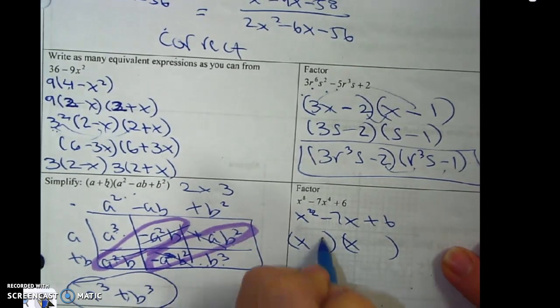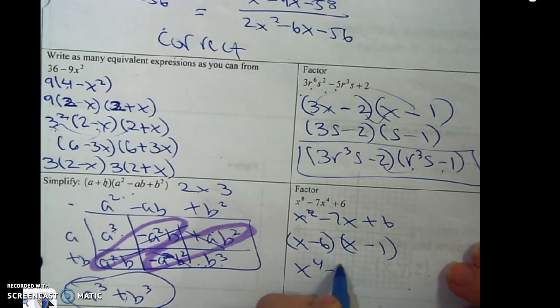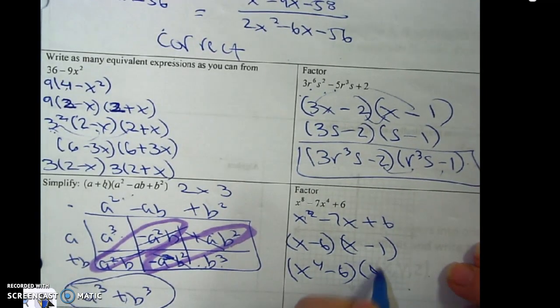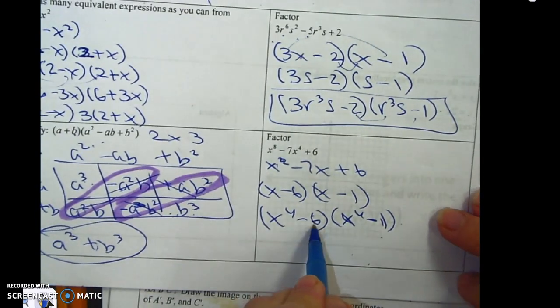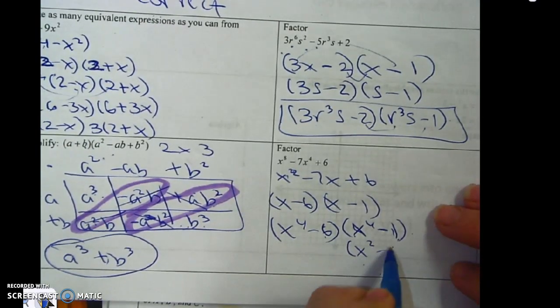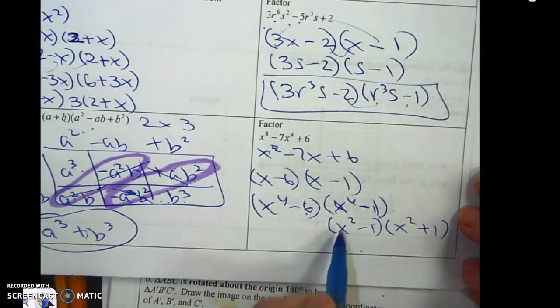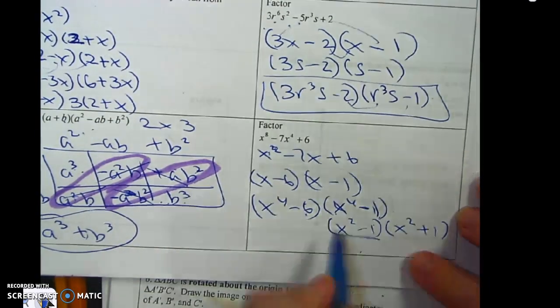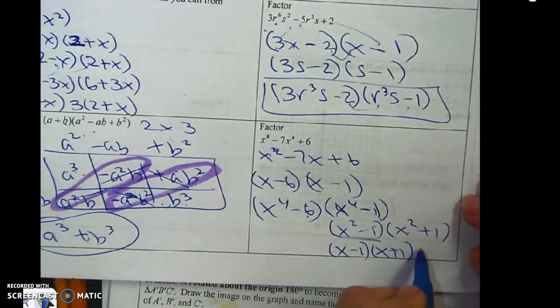2 numbers that multiply, 2 numbers that add. The problem is to the 8th power. But you always need to see, can you keep going? I can't take the square root of 6, but I can take the square root of 4. So when I square root this, this is x squared minus 1, x squared plus 1. But then I look here, and I can square root again. x minus 1, x plus 1. Can't do anything with that.